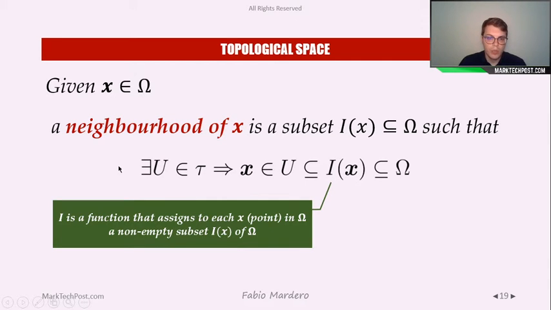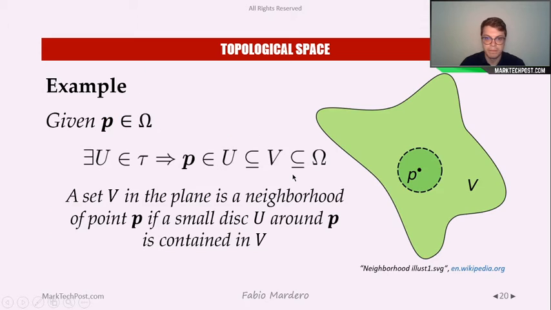So here what we are saying is that I of x is a neighborhood of x if we are able to find some set u that stays inside I of x and is in the topology, and also x stays in u. So let's see this thanks to this example.